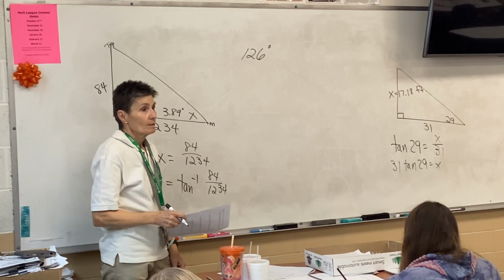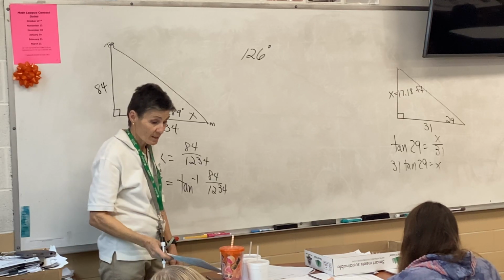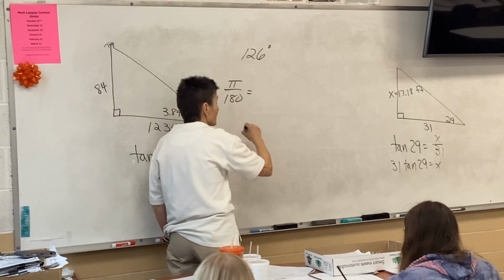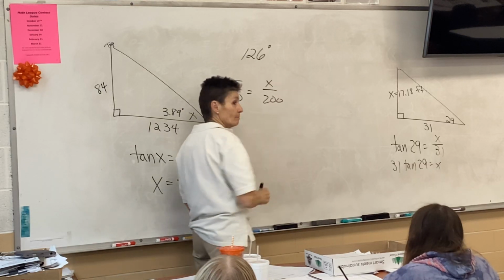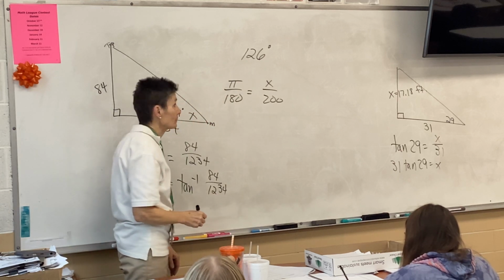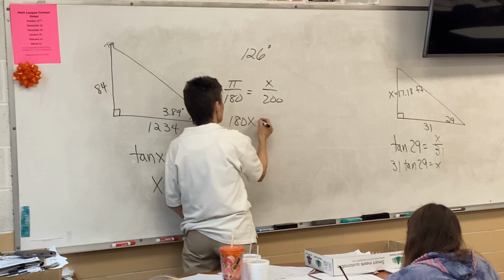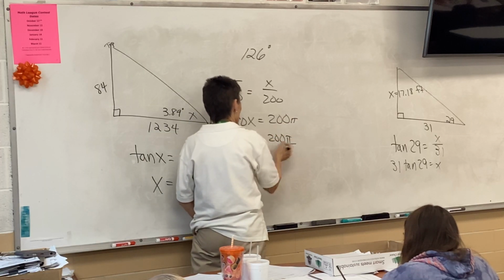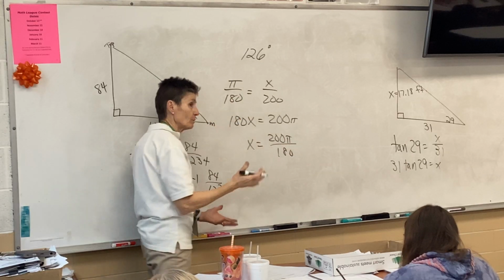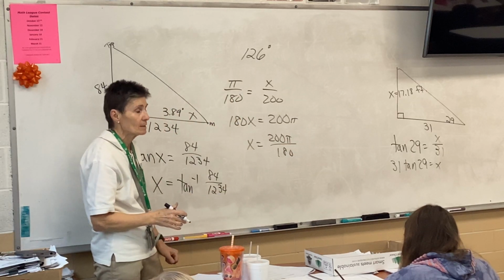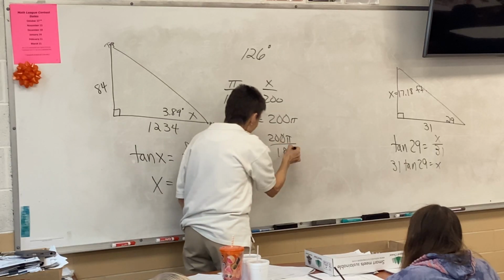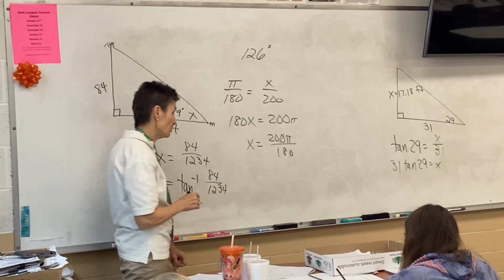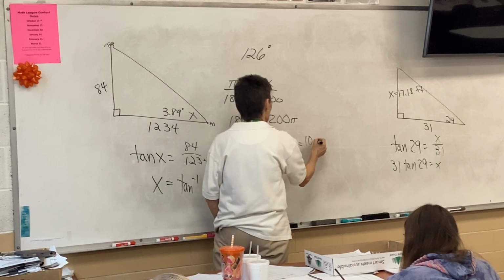All right, change 200 into radians. How do I do that? I know pi is 180, so I need to figure out what's 200. So 180x equals 200 pi. So the answer is actually 200 over 180, but I need to reduce that. So I'll get rid of the zeros. And then a 2, 10 pi over 9.